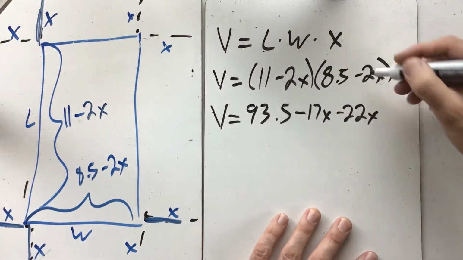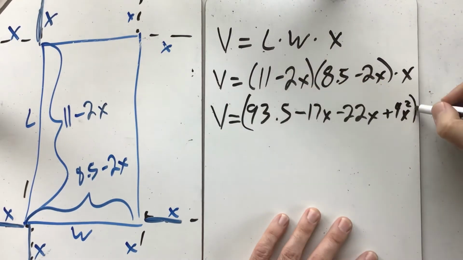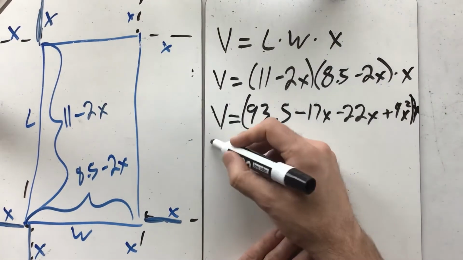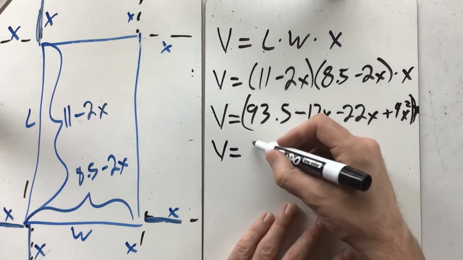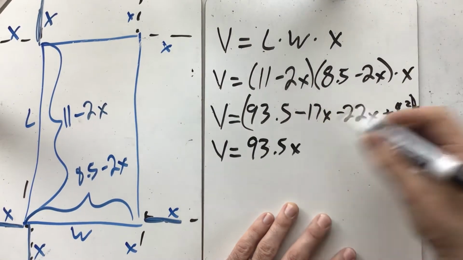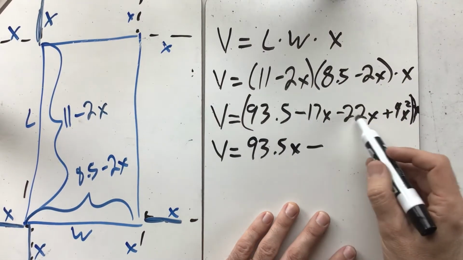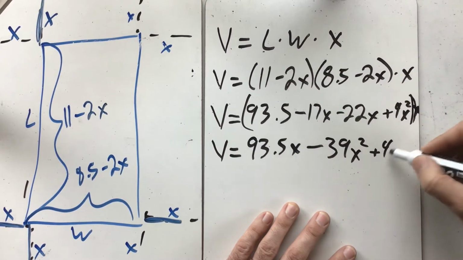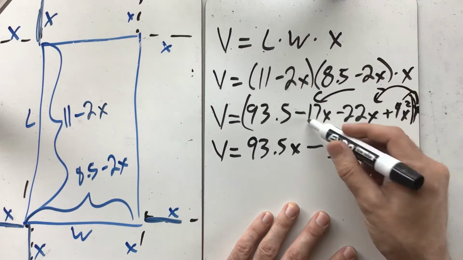And then I've got 2 times 2, which is plus 4x squared, all times that last x there, and I'm running out of space. Sorry, folks. I'm doing my best. Let's write it down one more time, and let's combine the things. So this is my constant, 93.5x. I'm going to distribute my x in. 17 and 22 becomes 39x squared plus 4x cubed. You notice this x that you can barely see here on the edge, I distributed it into everything, and I added those two together.